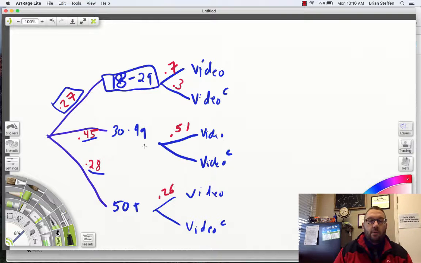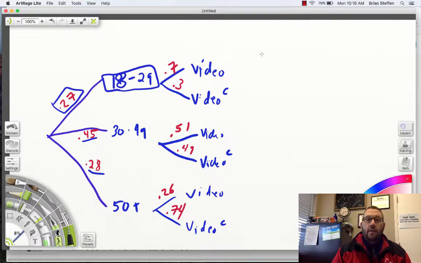So down here, of the 30 to 49 year olds, 51% are video watchers and 49% are not video streaming users. They're not YouTube users is what we're talking about. All right, so then those that are 50 plus, 26% are, and that leaves us with 74% who are not.